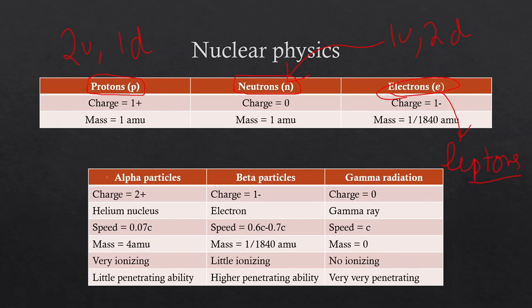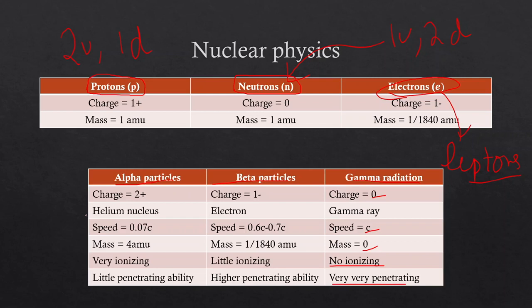Then you have the decay. Firstly, you have the particles: alpha particles, beta particles, and gamma radiation. Gamma radiation is nothing but the gamma waves from the electromagnetic spectrum. So they have a charge of 0, speed of light, mass of 0, and they have no ionizing effect but are very penetrating. They have the highest penetrating effect of these three particles.